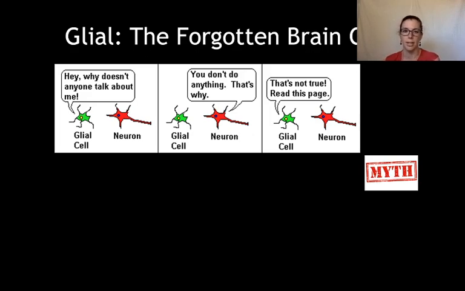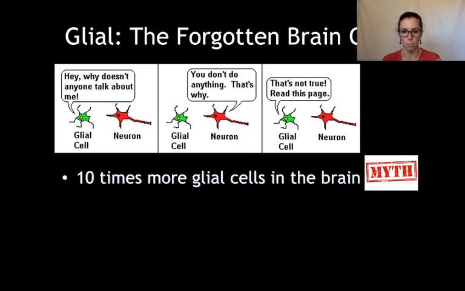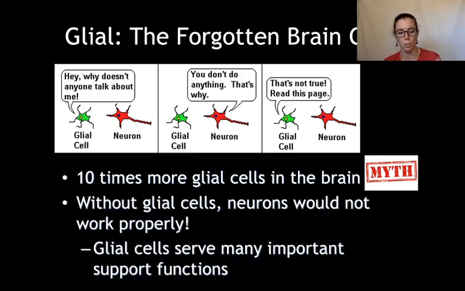Glial cells, we didn't think that glial cells did anything. That's not true. We know that glial cells perform very important functions. There are 10 times more glial cells in the brain. Without glial cells, our neurons wouldn't work properly. They serve important support functions, but I'm not going to test you on those functions because that's just a little too in-depth for this class.